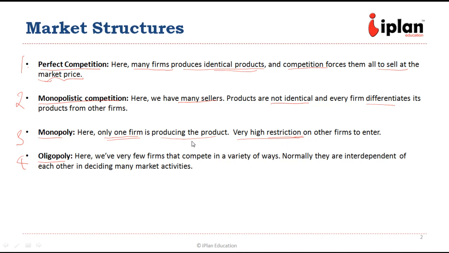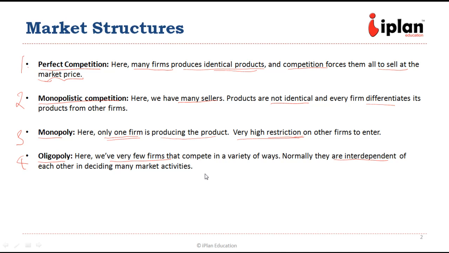Another case is the oligopoly market structure, where we have very few firms competing with each other. Normally entry barriers are high so that many other firms cannot enter. And the decision making of these existing firms is interdependent. For example, their decisions about pricing and so on are dependent on the decisions of other firms.